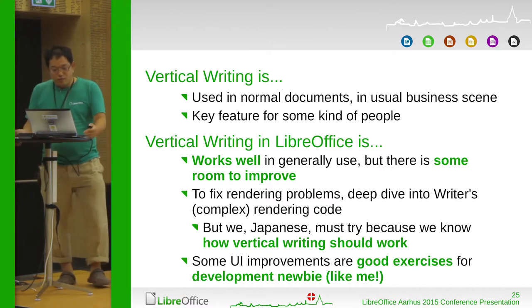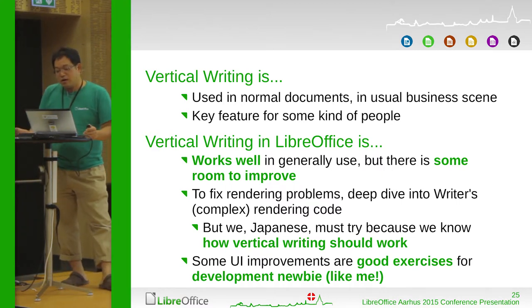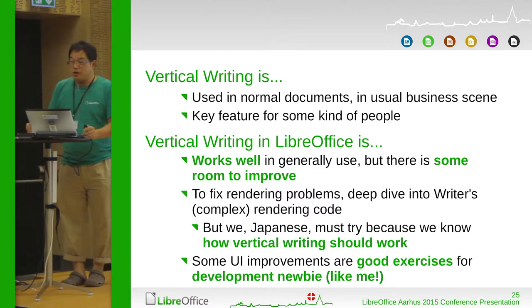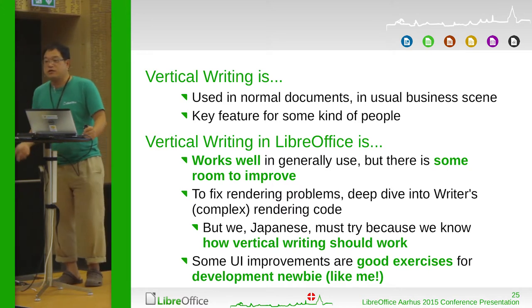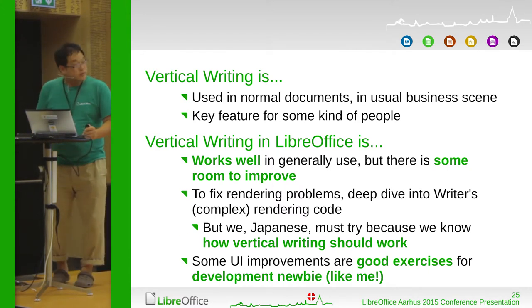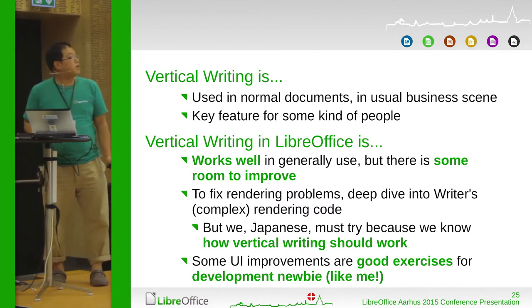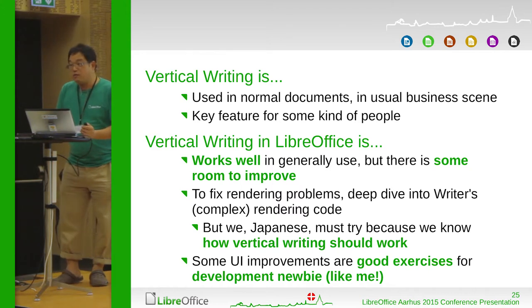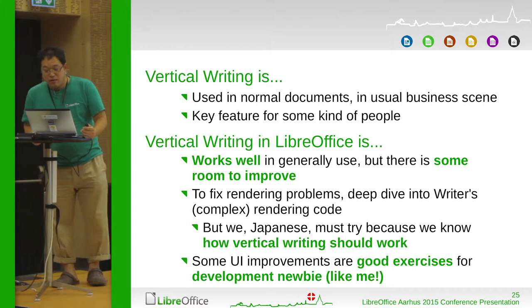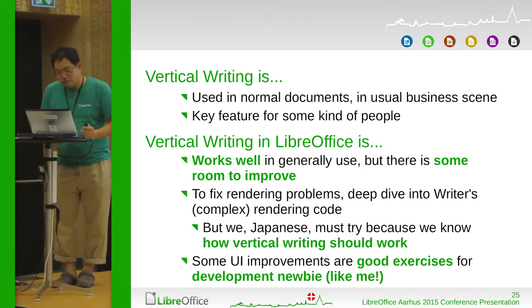Conclusion. Vertical writing is usually used in the normal domain and in usual business scenes. So for the Japanese market, we have to implement it well. This might be a key feature for some kinds of people. Most important are public organizations and public administration, or school teachers who want to use it. So it's a very important thing. And vertical writing in LibreOffice works well in general use. It can be okay, but there are some areas to improve.